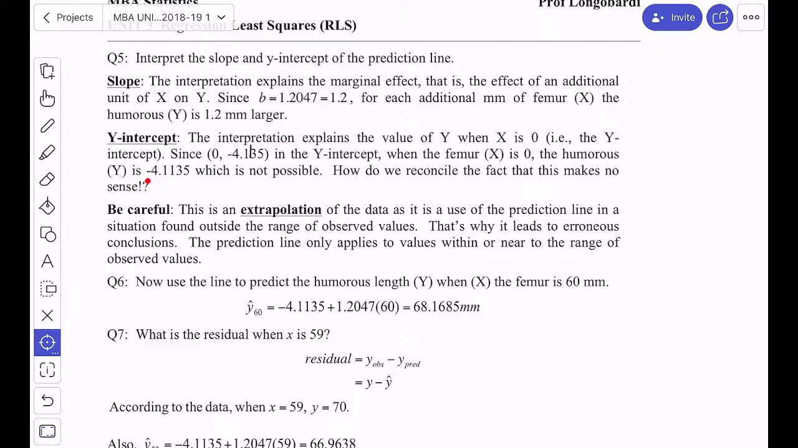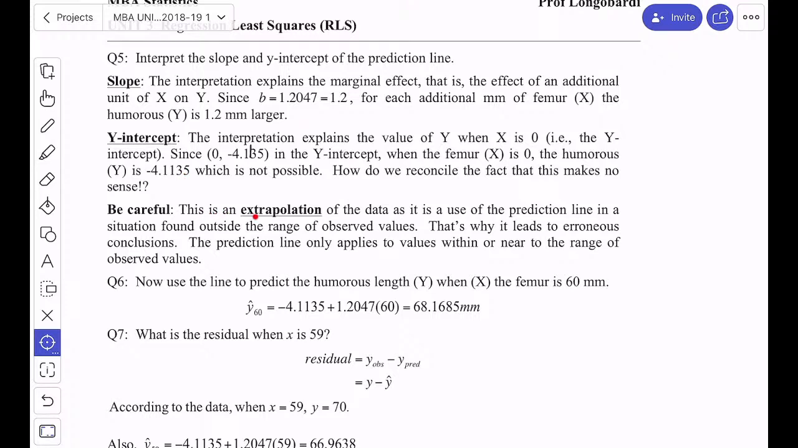So again, the interpretation is when the leg bone is 0, the arm bone is -4. Now, does that make sense? Can a bone have a negative measure? No, right? It's meaningless. And that happened because I'm using the line to interpret outside the range of realism or realistic values. So it doesn't make sense.